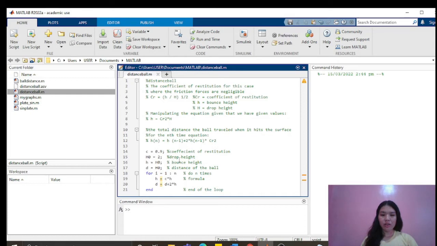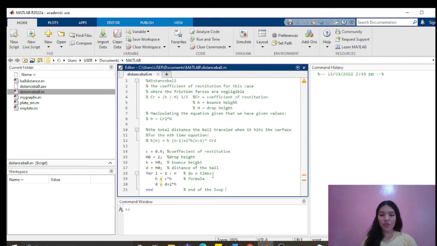H naught, or the drop height or the initial height, is equal to 2. Small h, or the bounce height, is equal to the initial height. D, which is the distance of the ball after it hits the surface, is equal to h naught.